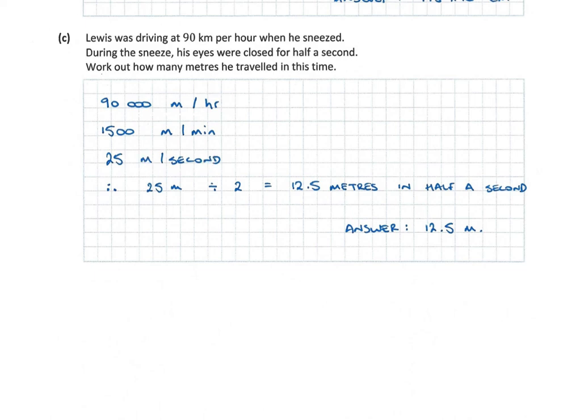Now, just to be extra clear on that, the reason why we're dividing by 60 is because there's 60 minutes in an hour. And the second time we're dividing by 60, it's because there's 60 seconds in a minute. So we can see he traveled 25 meters in a second. Every second he traveled 25 meters. Now, we were told in the question that his eyes were closed for half a second. So we take our 25 and divide it by 2. That leaves us 12.5 meters. So the answer there is 12.5 meters is how far he traveled in that half a second.